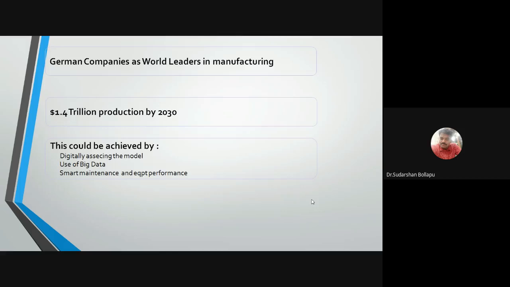Coming to this, as I already said, German companies, as world leaders in manufacturing, are going to be producing 1.4 trillion in production by 2030. You can imagine yourself, that is a huge number to produce. And this could be achieved by digitally assessing the model and using big data, smart maintenance, and equipment performance.